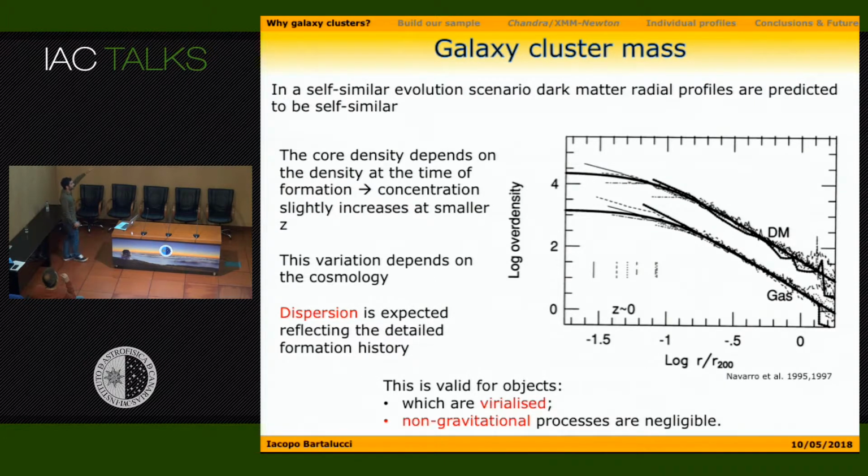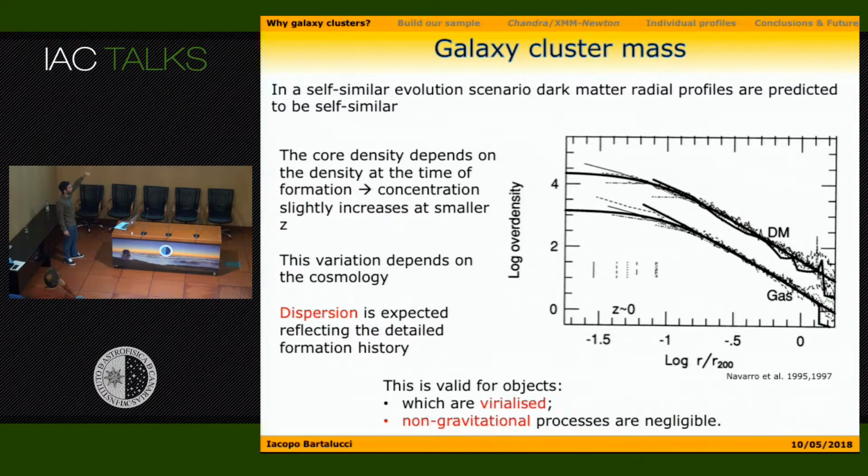For example, this is a prediction with the famous Navarro-Frenk-White profile or the Einasto profile. Now, this profile is interesting because we know their evolution also depends on the cosmology. For example, the slope of these profiles at the center depends on the density of the universe at the time of the formation of the galaxy cluster. So, by studying the evolution of these profiles, we can do cosmology.